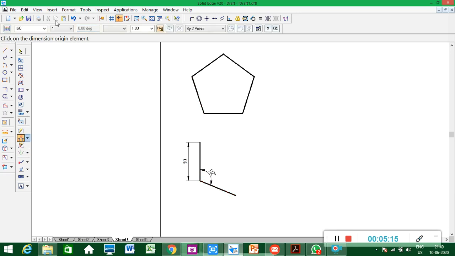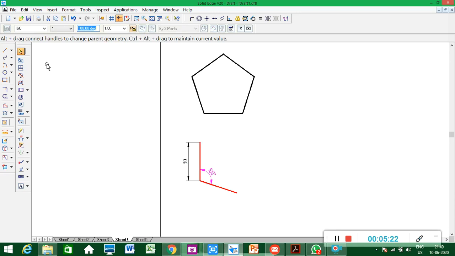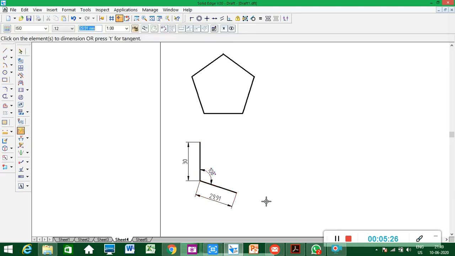So how much angle do I want? I'll click on this dimension and edit the angle to 108. Then, once again, this dimension should be how much? 30 mm. I'll make it 30 mm. So this you do manually.